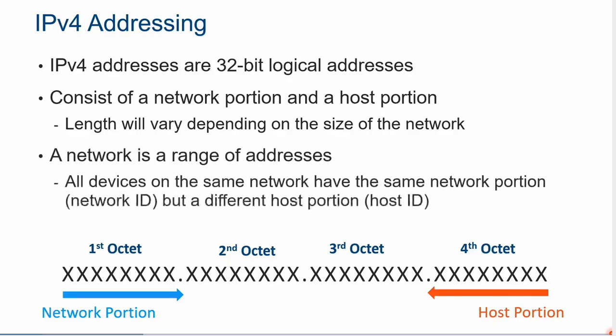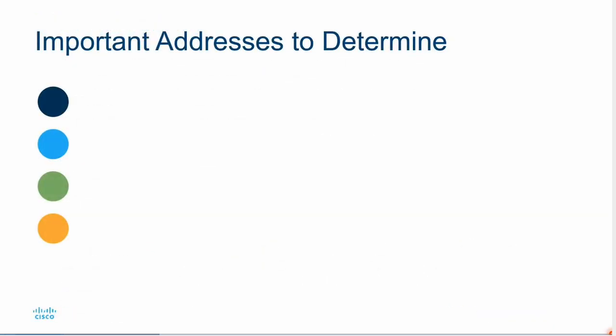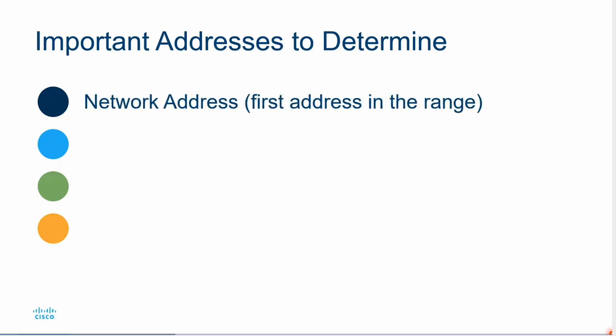Larger networks will have a longer host portion. A network can be thought of as a range of addresses. All devices on the same network have the same bit pattern for their network ID, but they will have a different host ID. Some addresses in this range are reserved and have a special name and meaning. For example, the first address in the range is used to identify the network itself and cannot be assigned to any host. It is referred to as the network address.